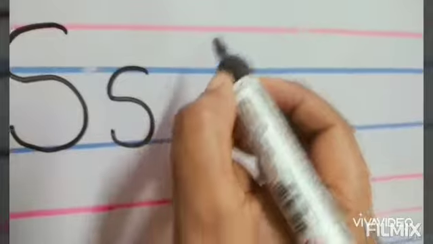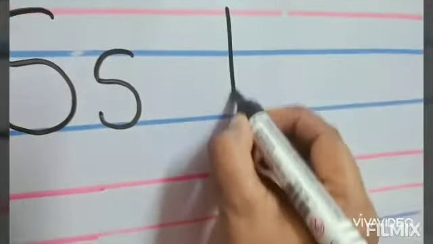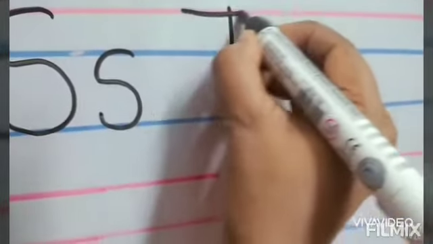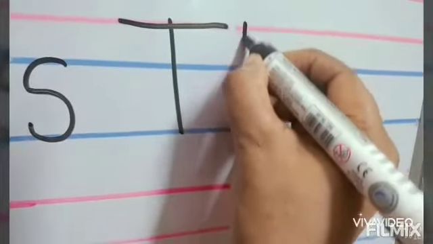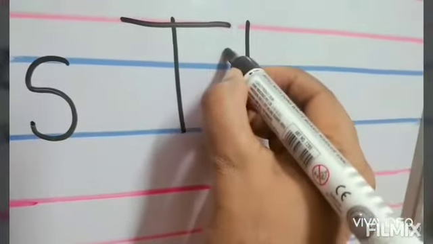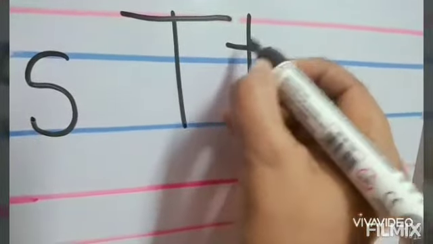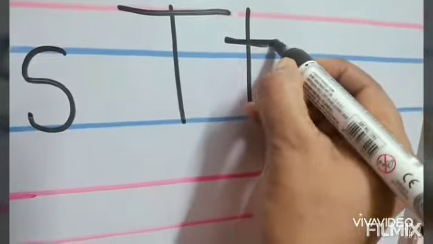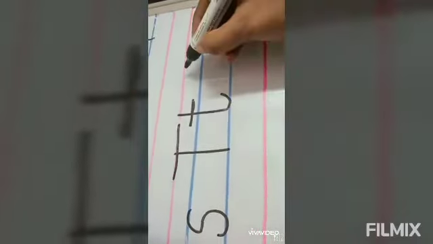Now T, standing line, a big sleeping line. For small t, you need to use a standing line, a little turn up, and here you need to put a sleeping line. See, you need to put a sleeping line here, not on the blue line. Okay. So now we'll write U after T.